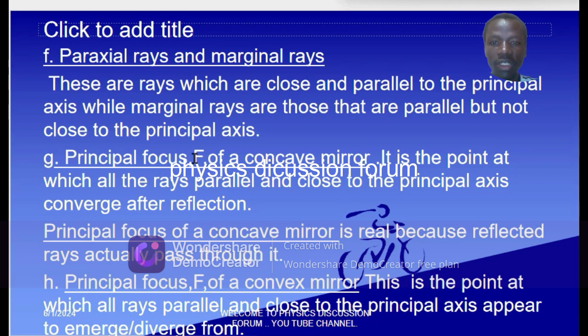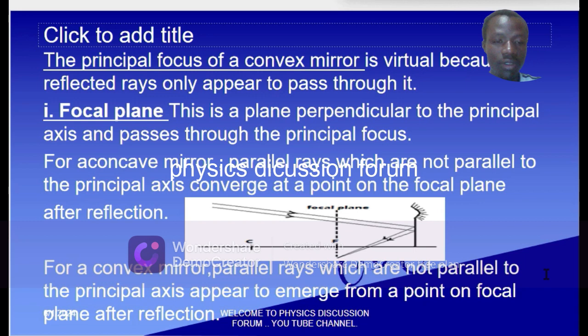Then we have the principal focus of a concave mirror. It is the point at which all rays parallel and close to the principal axis converge. For a concave mirror, the rays converge after reflection. For the convex mirror, they diverge from that point after reflection. So we find that the principal focus of a concave mirror is always positive. The rays actually pass through it, so it is real. Then the principal focus of a convex mirror is always virtual, because the reflected rays only appear to pass through it.